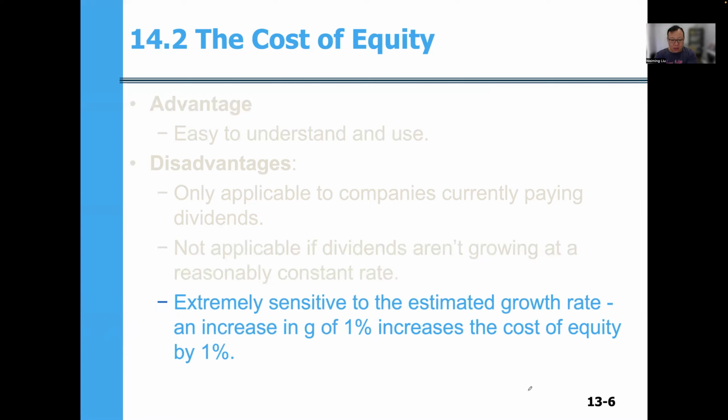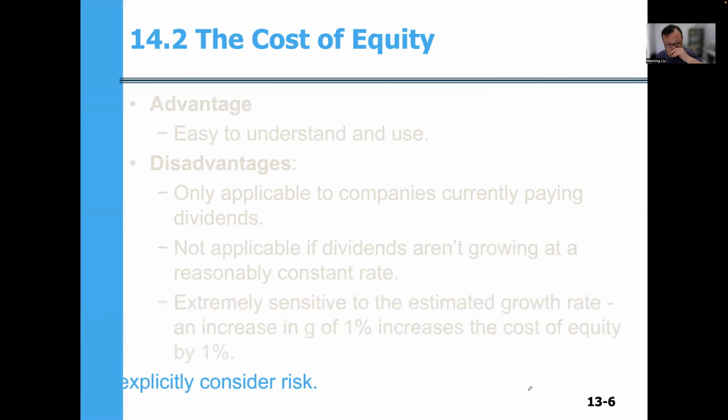And it's actually very sensitive to the estimated growth rate, because RE equals D1 divided by P0 plus growth rate. So it's very sensitive to growth rate. If your growth rate increases 1%, your cost of equity will also increase by 1%. And this model didn't address the factor of risk.